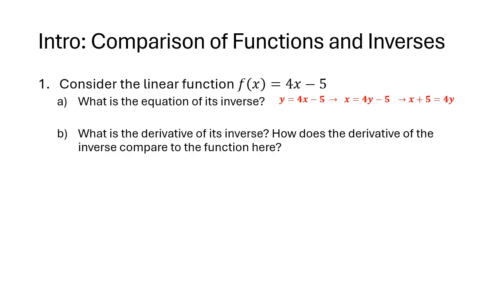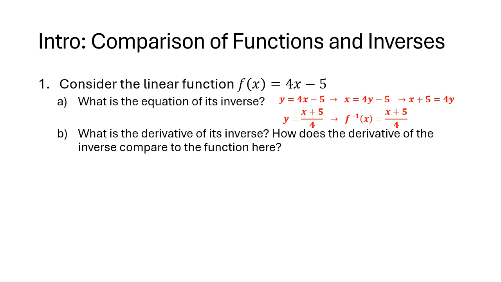So the first step is to add 5 to both sides, then we divide by 4, giving us the equation for the inverse being x plus 5 over 4, and the notation that we use is f with the superscript -1 of x is equal to x plus 5 over 4.